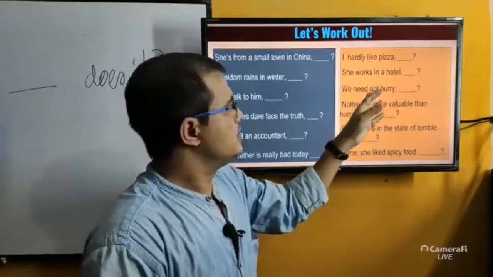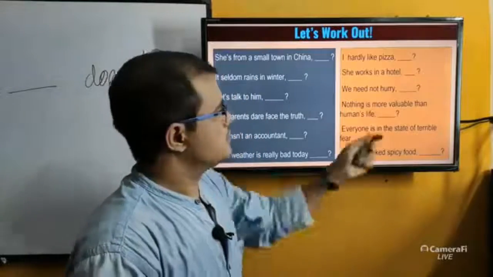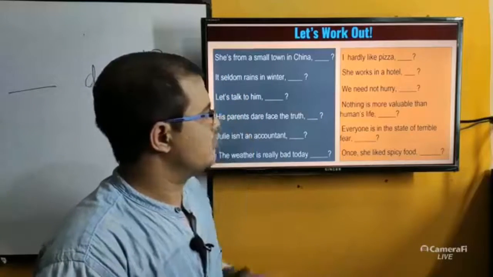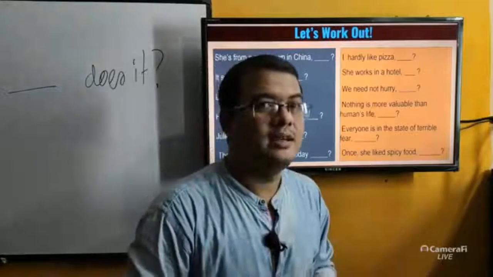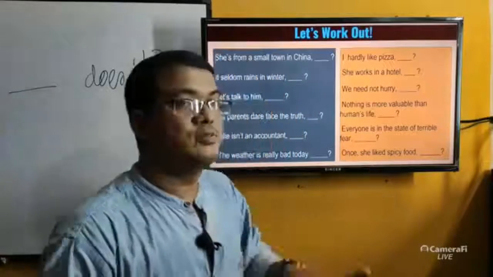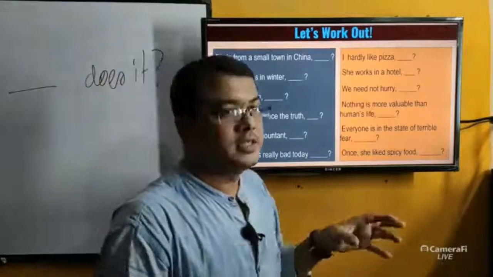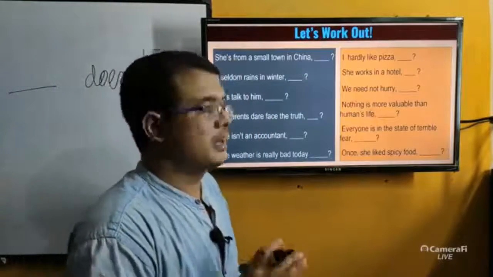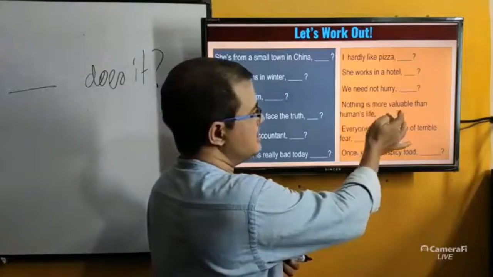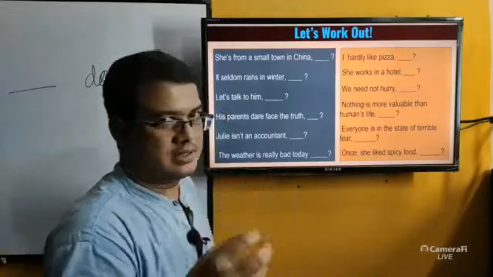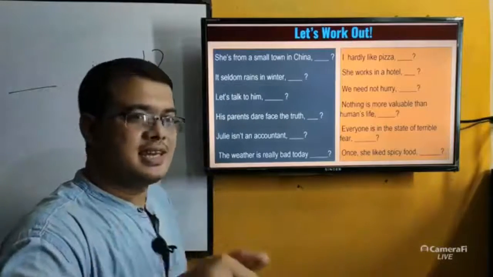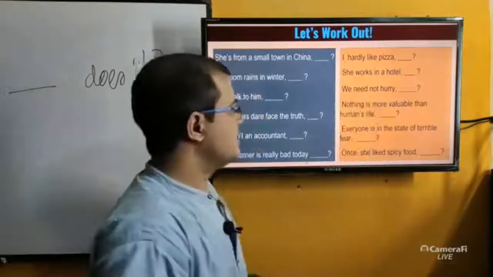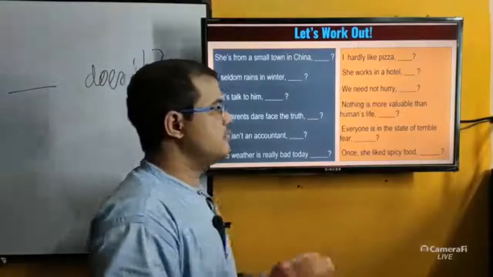The next one, we need not hurry, আমাদের দ্রুত করার দরকার নেই. So hurry here is a main verb, so need we. And the next one is nothing is more valuable than human life. কোনো কিছুই মানুষের জীবনের মূল্যের চেয়ে বেশি কিছু না. So nothing is a negative word. Since it is thing, then we will use it, and since it's a negative, we will use is. So is it.